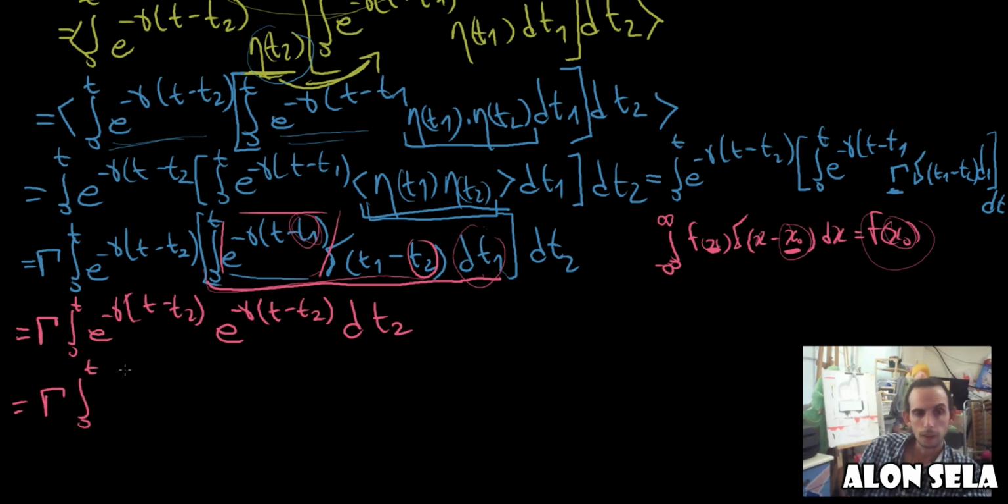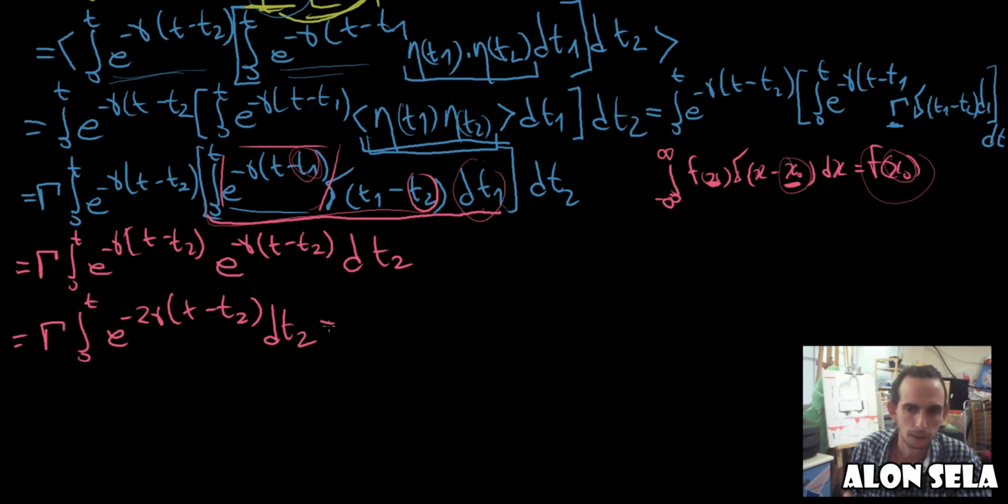So this is what we have, and now this becomes much simpler. We have gamma times the integral from 0 to t of e to the minus 2 gamma (t minus t2), dt2.